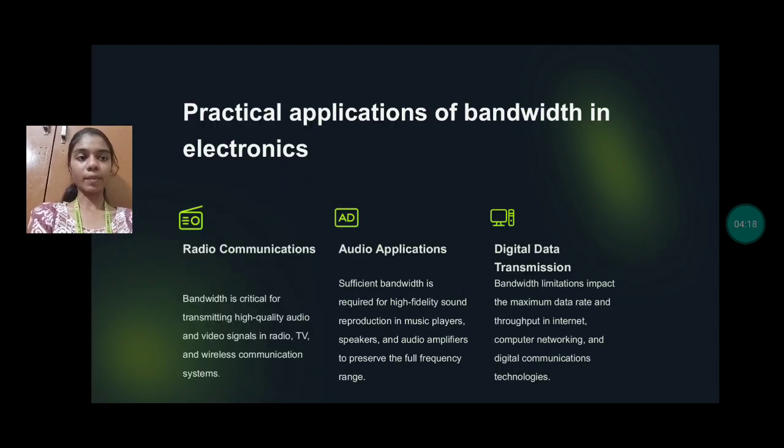Practical applications of bandwidth in electronics: radio communications, audio applications, digital data transmission. Bandwidth is critical for transmitting high quality audio and video signals in radio, TV and wireless communication systems. Sufficient bandwidth is required for high quality sound reproduction in music players, speakers and audio amplifiers.